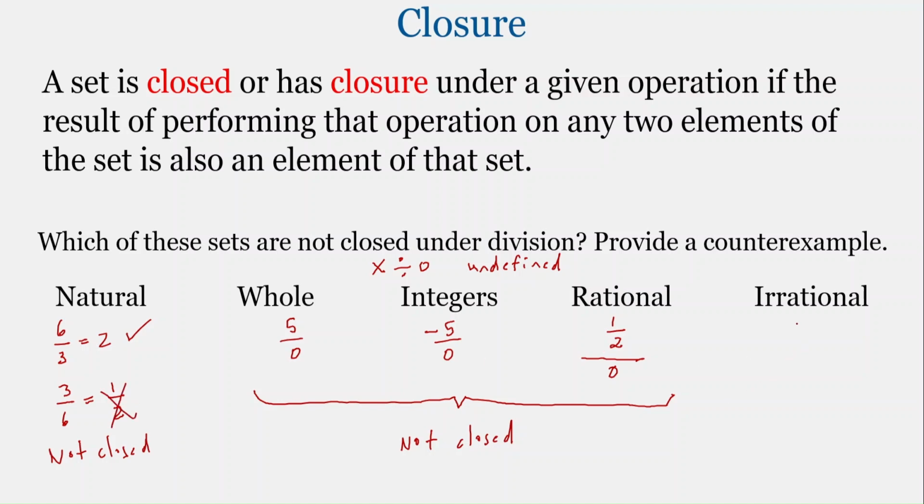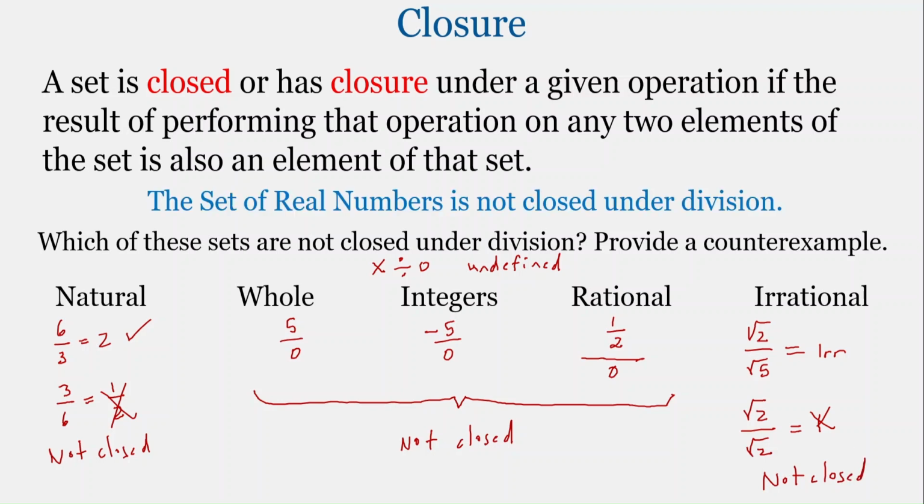And then irrational numbers. When we look at irrational numbers, radical 2 divided by radical 5, square root of 2 divided by square root of 5, well, that's going to be another irrational number. But how about self-division? Radical 2, square root of 2, divided by square root of 2. Well, that's equal to 1, and 1 is not irrational. So that also is not closed. It turns out the set of real numbers is not closed under division.